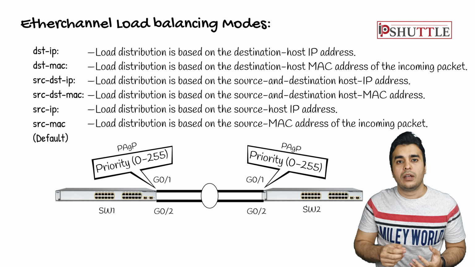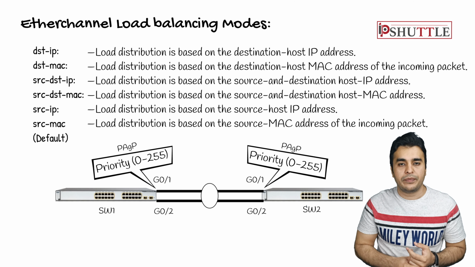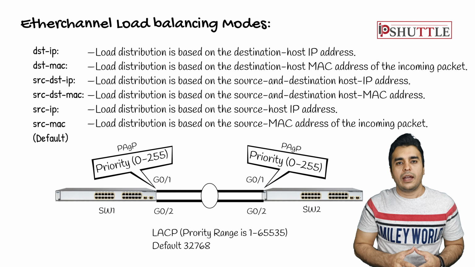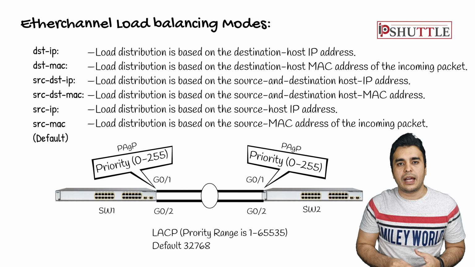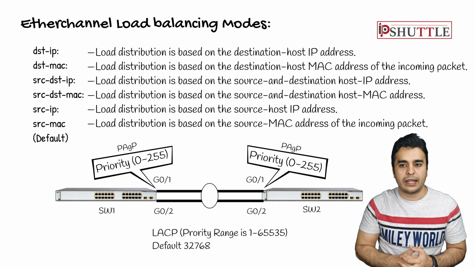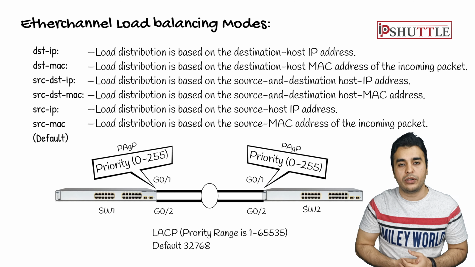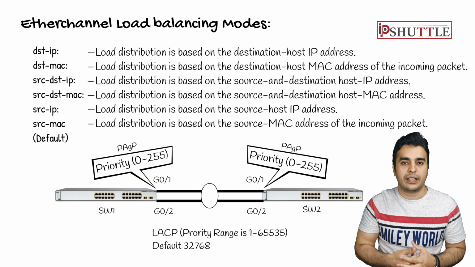All right. When it comes to LACP, by default you can assign from 1 till 65535, and LACP will be assigning the value 32768 on all the interfaces. So you can actually tweak it, make it better, or you can give more priority to a few interfaces so that they can get better traffic.